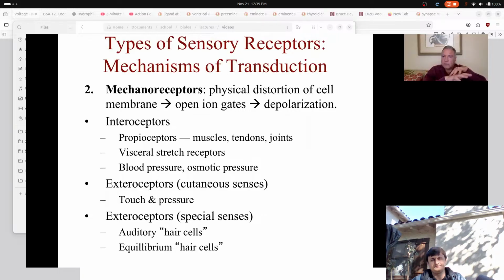Stretching the membranes of those specialized cells. So things like touch or things pushing on you, pressure, you can feel that because you're bending the cells in your skin. But then we have a couple of our special senses, our sense of hearing and our sense of equilibrium, that has special mechanoreceptors called hair cells.